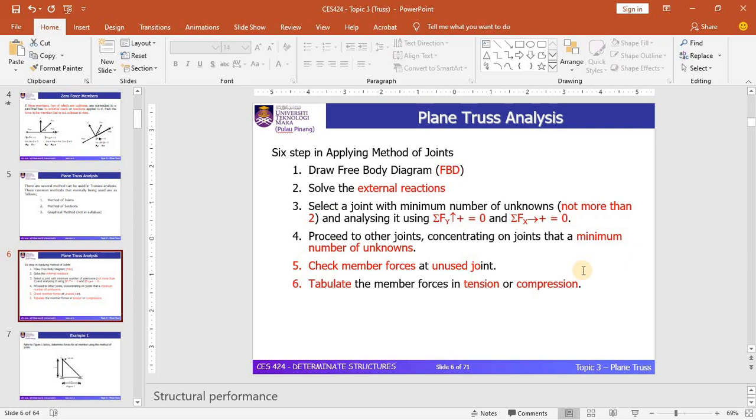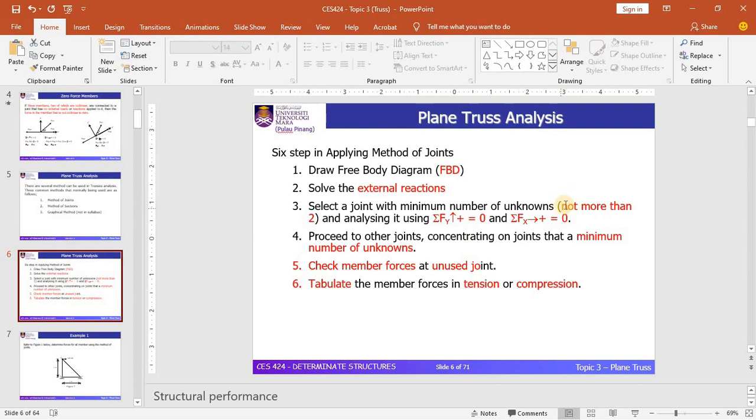And the third step is to select a joint with a minimum number of unknowns, which is not more than 2, and analyze it using the summation of force in the vertical equal to 0 and the summation of force in the horizontal equal to 0, so as to check the equilibrium. By considering both of these conditions of equilibrium at the joint, you are going to solve the internal forces in the member.